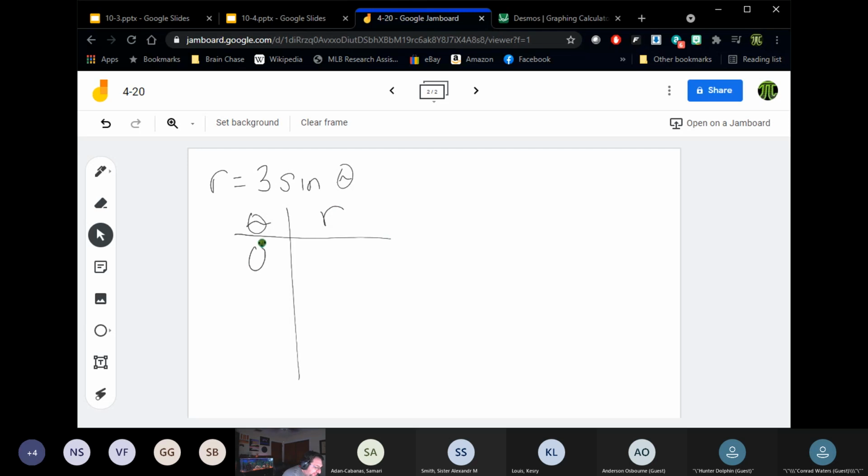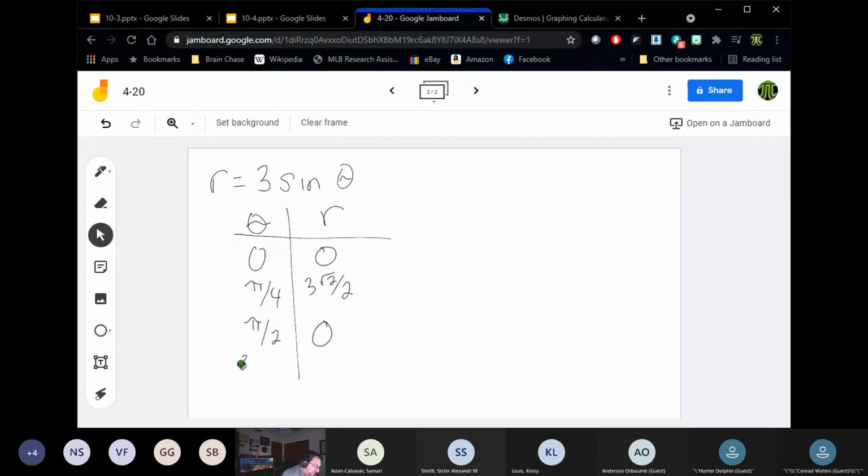So if my theta is 0, sine of 0 is 0. So my radius is going to be 0. If I did sine of pi over 4, sine of pi over 4 is square root of 2 over 2. So it's 3 times the square root of 2 over 2. Oh, sorry, I said pi over 2 earlier, that's pi over 4. If we did pi over 2, sine of pi over 2 is 1, so r is 3.